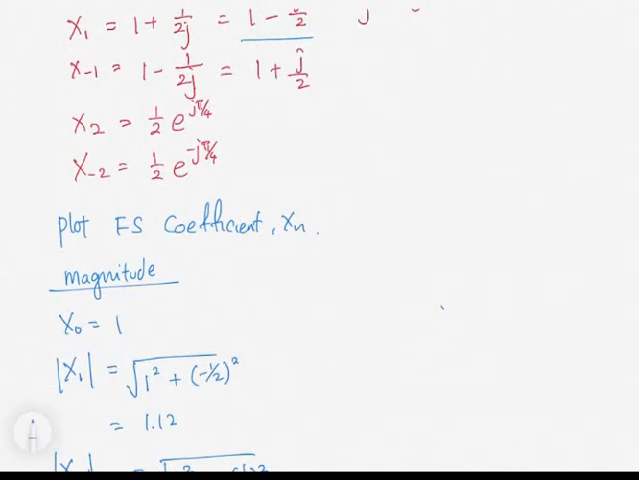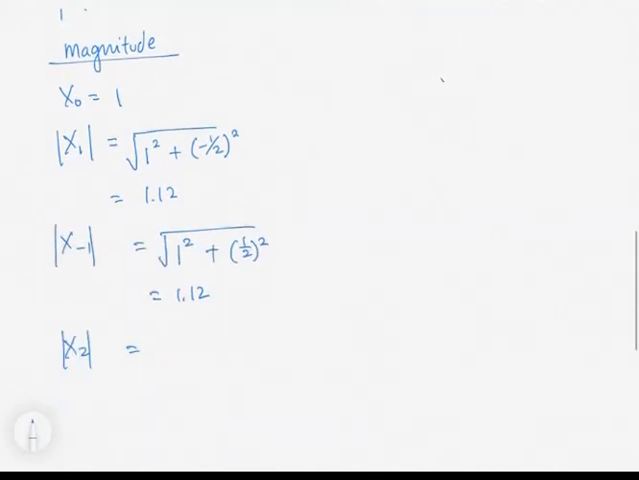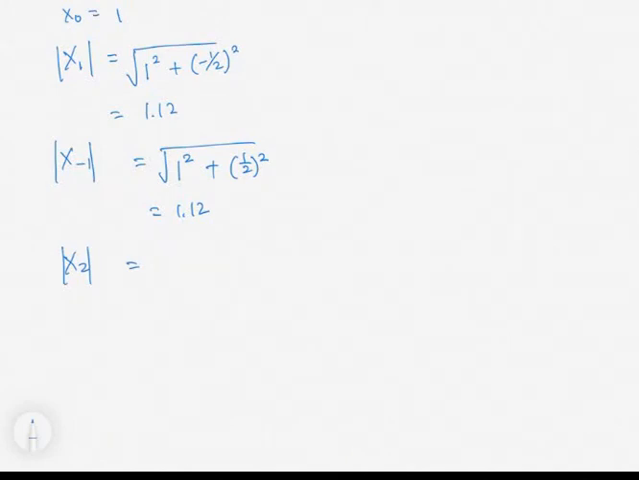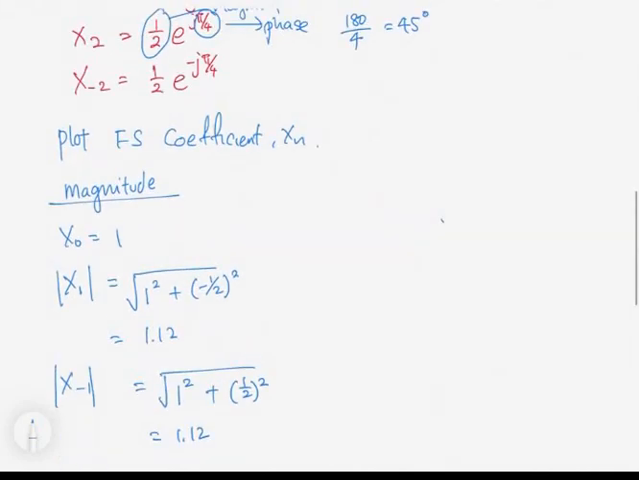And then for the magnitude of x2, it is not in complex form; it is in exponent form, so you can directly get it from here. This part refers to the magnitude, and this part refers to the phase. So you have a magnitude of half and the phase is pi over 4. If pi is 180, then 180 over 4 gives you 45 degrees. So the magnitude of x2 is half, and x negative 2 is also half.